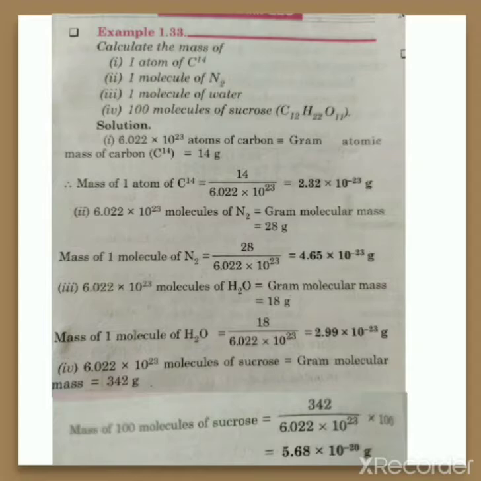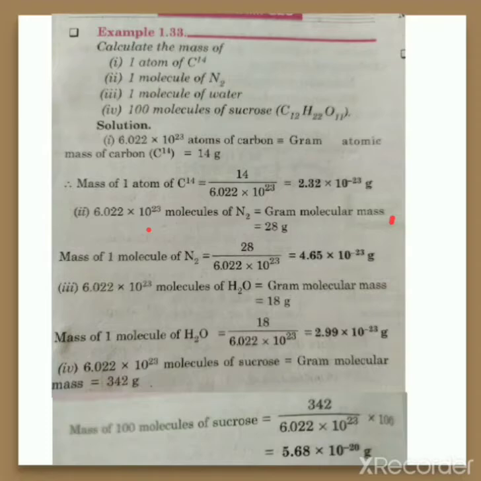Second one, that is calculate the mass of one molecule of N2. N2 is the nitrogen molecule. So when we are talking about a molecule, we have to take the gram molecular mass. In the previous question, it is an atom, so we took the gram atomic mass. Here it is a molecule, therefore we are taking the gram molecular mass. So as we have discussed, 1 mole of a molecule consists of 6.022 into 10 raised to 23 molecules, and the mass is equal to the gram molecular mass.